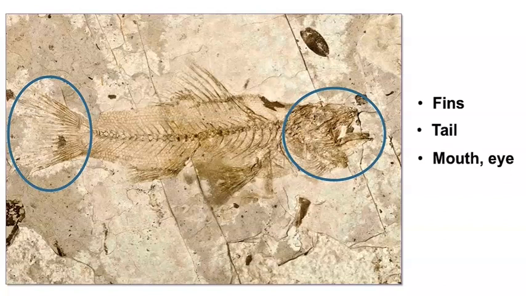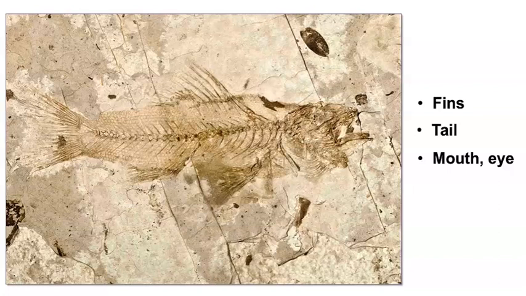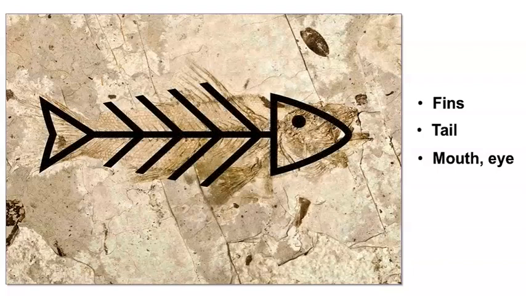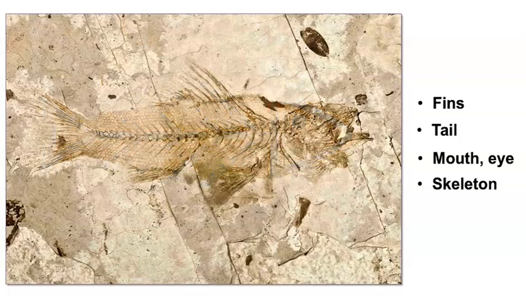Finally, look at the whole fossil. Do you see all those bones? Whatever organism formed this fossil, it definitely had a skeleton. So what organism has fins, a tail, a mouth, eyes, and a skeleton? Do you think this might be a fish?